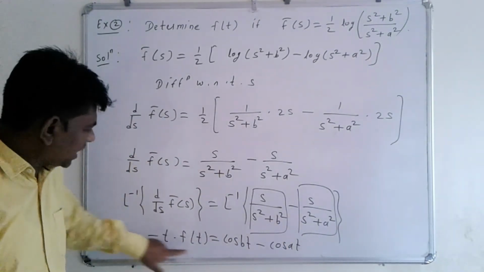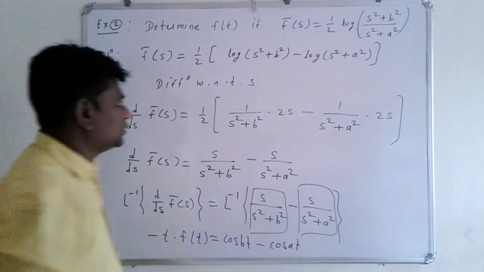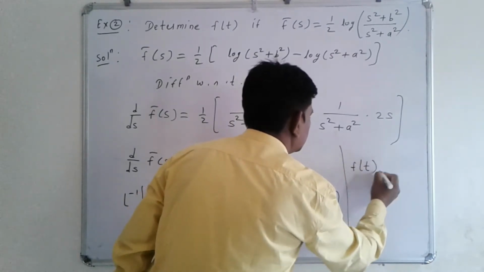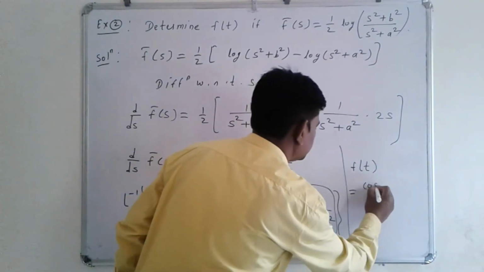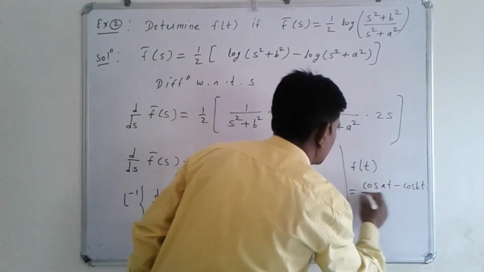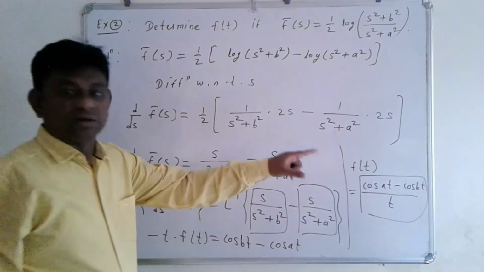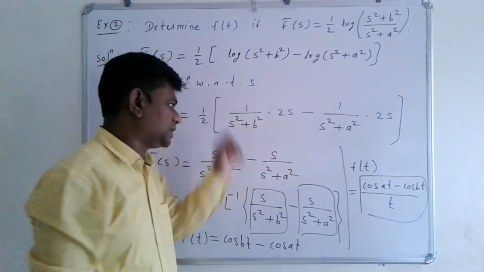Now multiplying this equation by minus 1 and dividing by t, we get f of t is equal to cos at minus cos bt upon t. So this is the required inverse and this is the required function f of t.